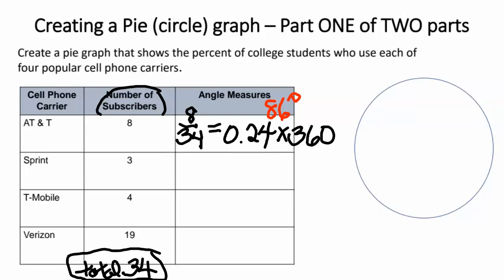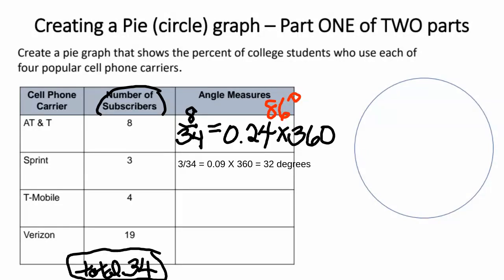Now, Sprint. Okay. I am going to take 3 divided by 34. This is going to give me, let's see here, 0.09, 2 digits. I see on my calculator 0.88. That rounds to 0.9. And then I multiply 0.39 by 360. I will get 32.4, but I'm rounding it to 32 degrees.